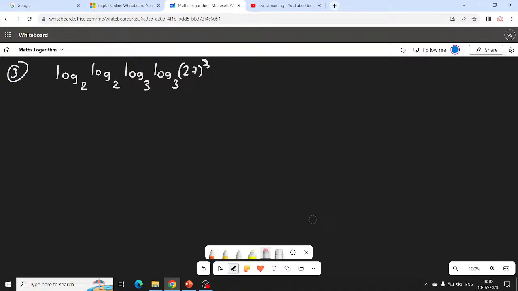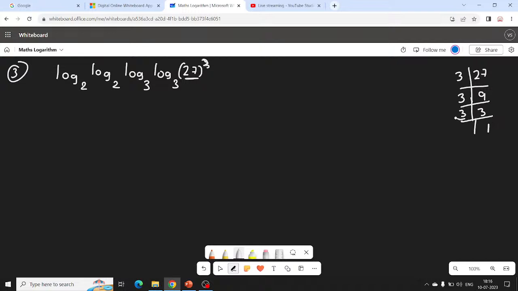Look here, eyes on the screen. Ready? Sam, look here, eyes on the screen. 27. How can I write this 27? See, some of the students will not know how to write 27. For example, take 3. 3 nines are 27. Then 3 threes are 9. Then 3 ones are 3. LCM method you know, right?